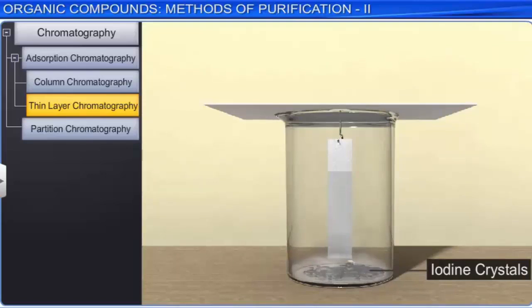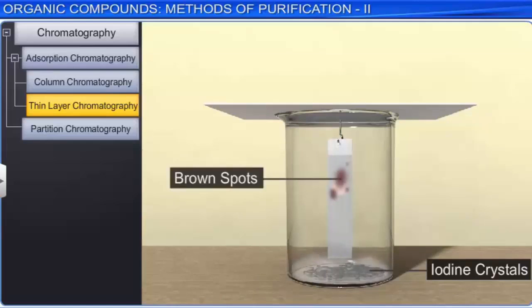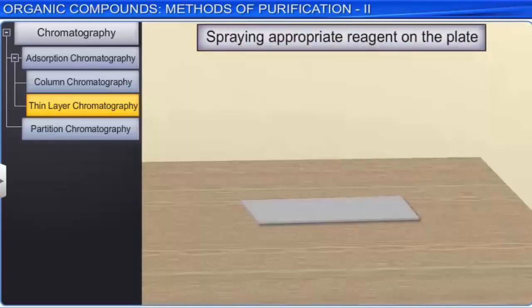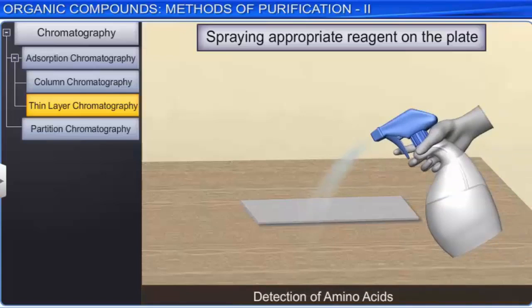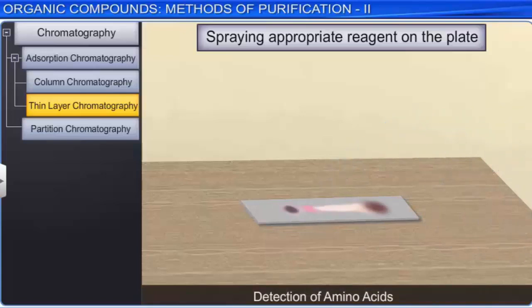Apart from these two methods, sometimes an appropriate reagent may also be sprayed on the plate. For example, amino acids are detected by spraying the ninhydrin solution on the glass plate. On spraying ninhydrin, the colorless spots appear mainly as purple or brown-colored spots.